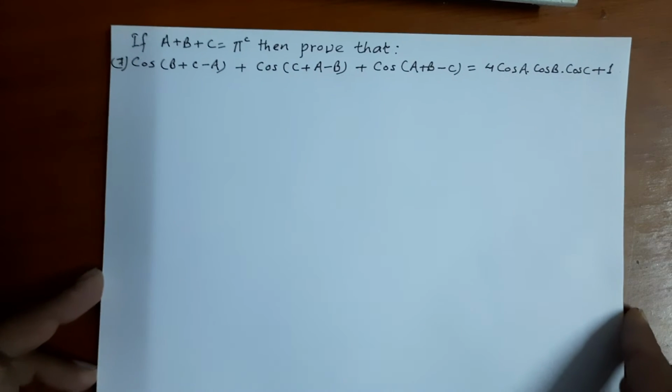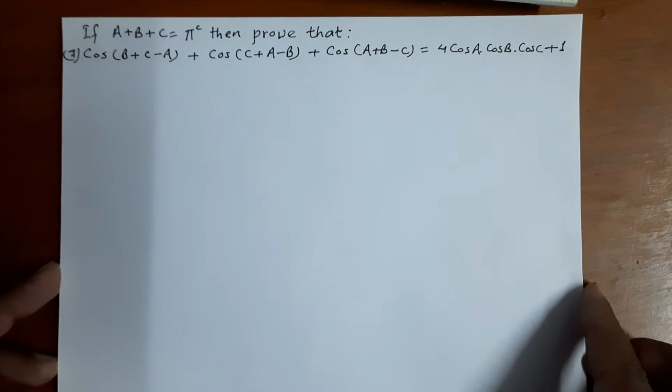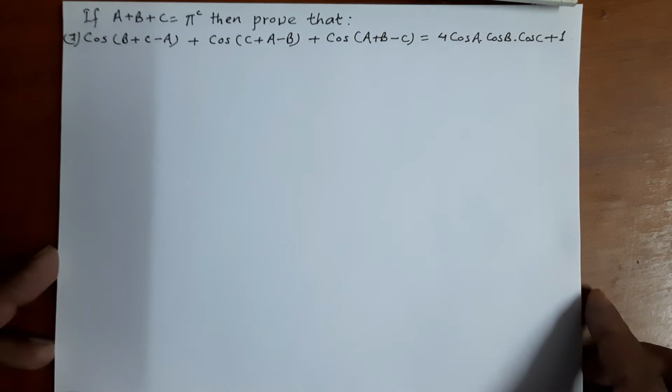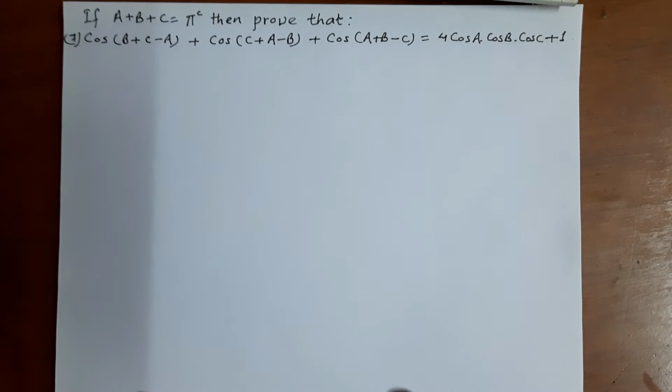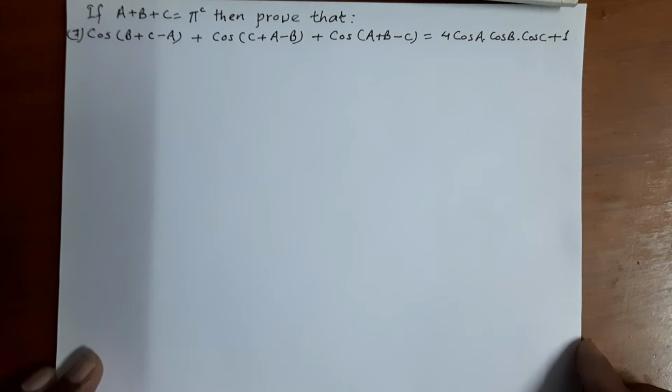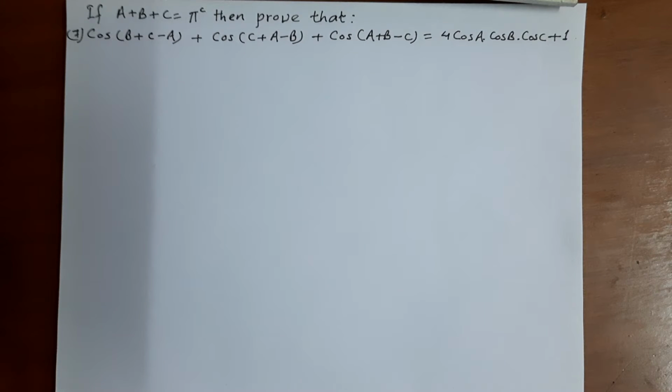So now the next question is, if A plus B plus C equals pi radian, then we have to prove that cos B plus C minus A plus cos C plus A minus B plus cos A plus B minus C equals 4 cos A cos B cos C plus 1. So this one also, let's start from the left hand side.